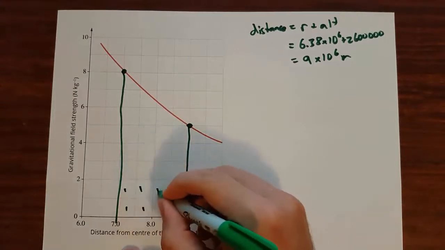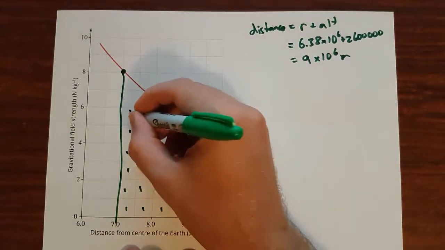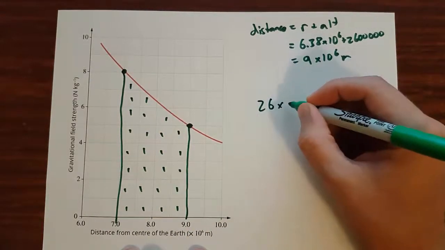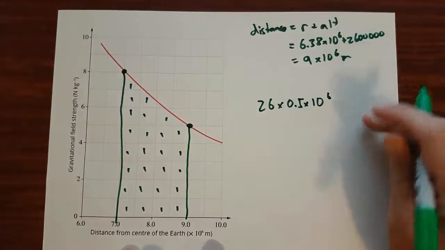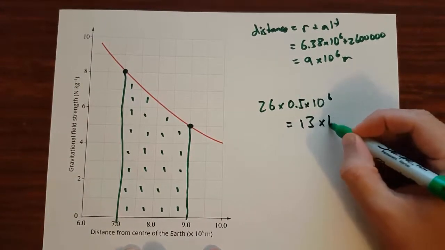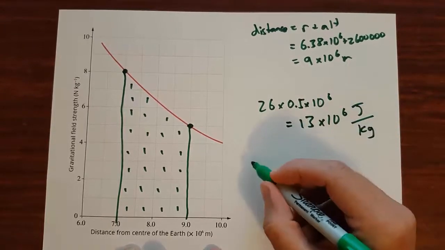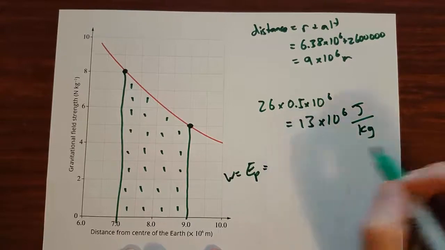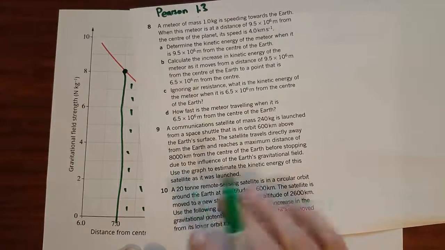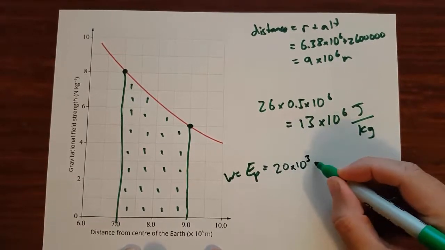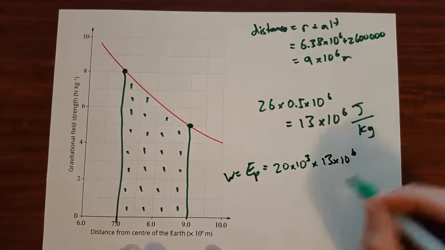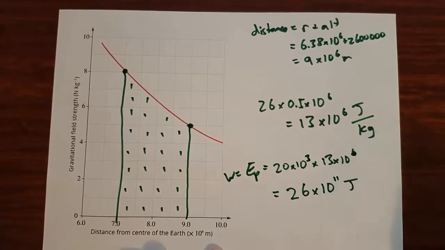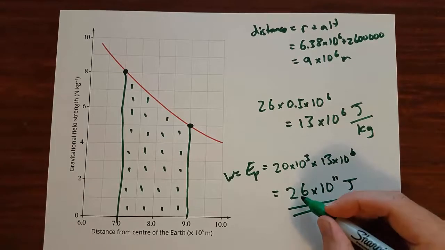And 1, 2, 3, 4, 5, 6, 7, 8, 9, 10, 11, 12, 13, 14, 15, 16, 17, 18, 19, 20, 21, 22, 23, 24, 25, 26. So we have 26 squares. Multiply that by 0.5 times 10 to the 6, because that's what each square is worth. And that's going to be equal to 13 times 10 to the 6 joules. Remember, that's per kilogram. So the work in this case is going to be equal to the gain in potential energy, which is just going to be equal to the mass, 20 ton, so 20,000, times 13 times 10 to the 6. And in the calculator you should end up getting 2.6 times 10 to the 11 joules.